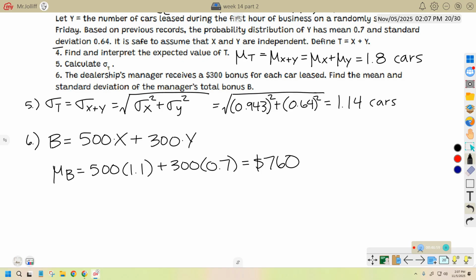Good. We also want the standard deviation for B. Somebody other than Ivan, you have an answer for the standard deviation, can walk me through it. Yes, Drew. It would be 500 times the standard deviation of X plus 300 times the standard deviation of Y. The cars sold and the standard deviation of cars leased. Sorry. No, that's okay. I've done this a couple times, so I think I have the numbers in my head. Thumbs up if you agree.